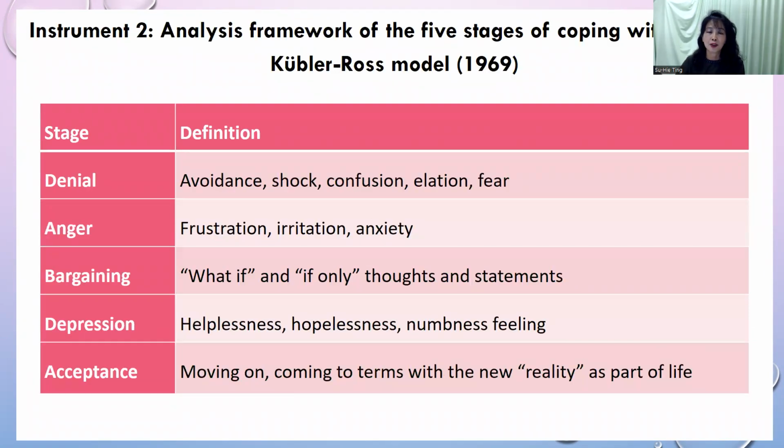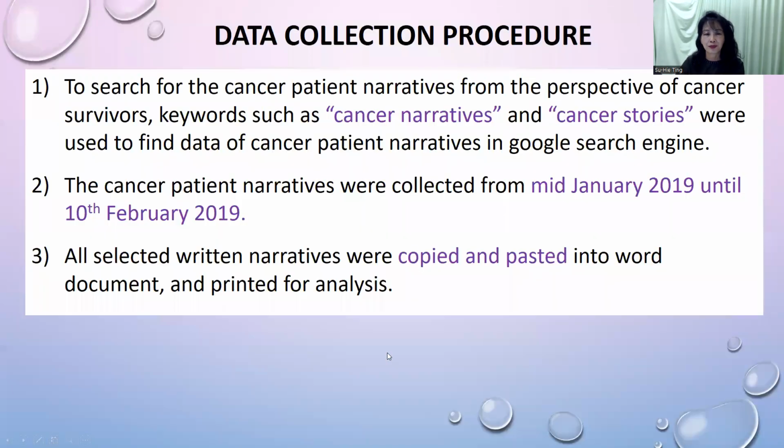Next, the second instrument is an analysis framework taken from Kubler-Ross, 1969, and it shows the 5 stages of coping with grief, but it is applied to this case, which is coping with cancer, which is a kind of grieving because the cancer patients lose their normal way of life and might lose their life. So these are the 5 stages with the definition here, and I use this to analyze the data for objective 2 on the coping stages.